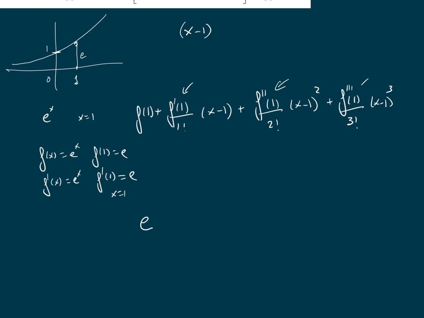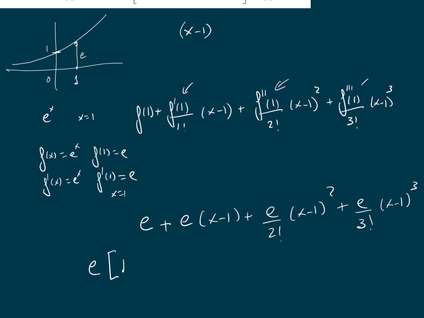f of 1 is e, plus e divided by 1 times x minus 1, plus e divided by 2 factorial times x minus 1 squared, plus e divided by 3 factorial times x minus 1 cubed, and keep going for infinity. So this is e multiplied by 1 plus x minus 1 plus 1 divided by 2 times x minus 1 squared plus 1 divided by 6 times x minus 1 cubed, and keep going forever.